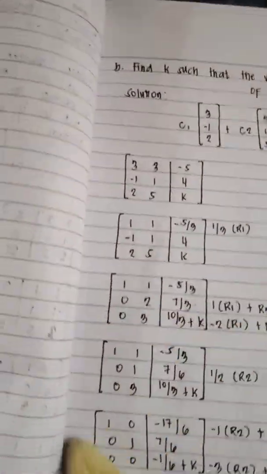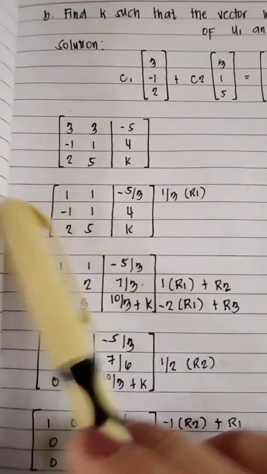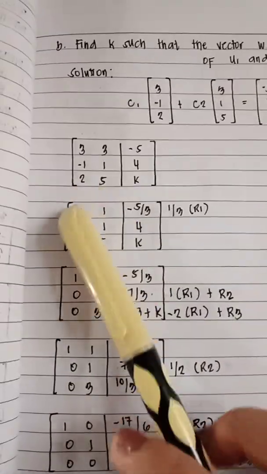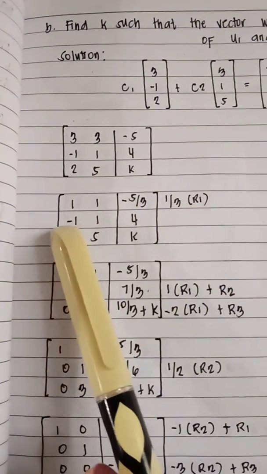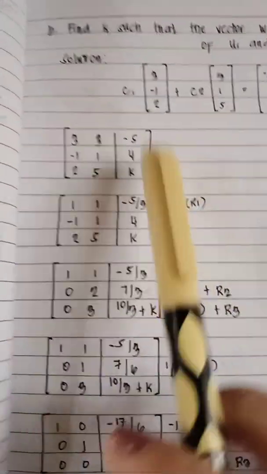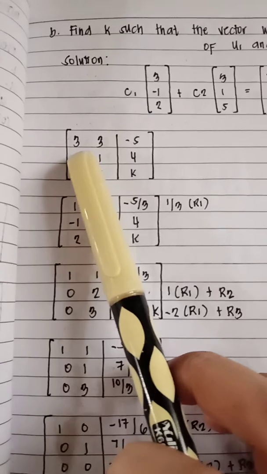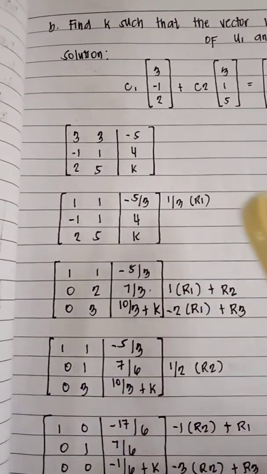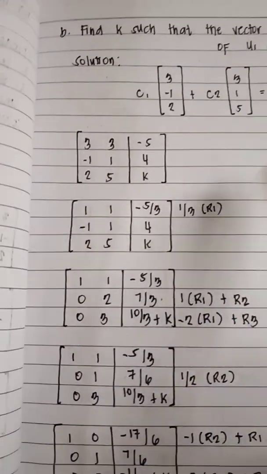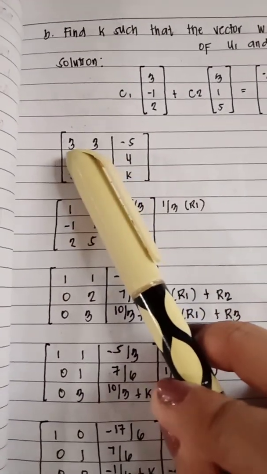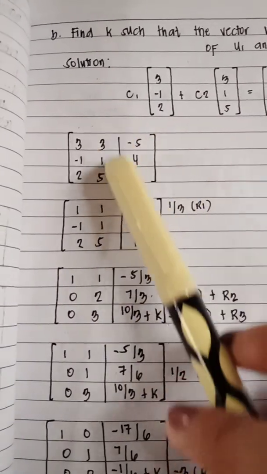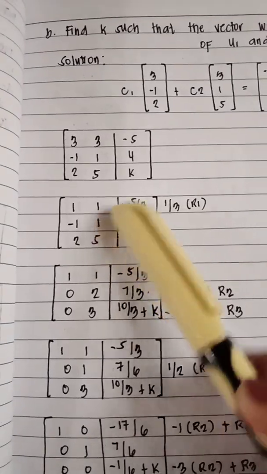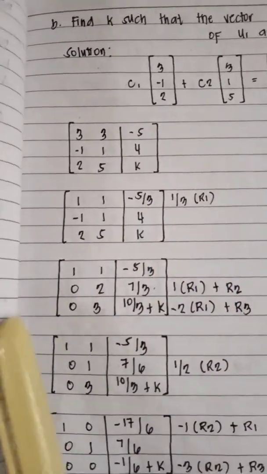So here's the same process. We will make this matrix into an identity matrix. We will just copy row 2 and row 3. Since 3 is the first number, we will use the formula 1/3 times R1 in order to make it 1. So 1/3 times 3 is equal to 1, 1/3 times 3 is equal to 1, and 1/3 times -5 is equal to -5/3.